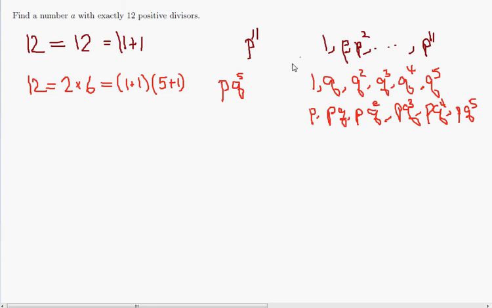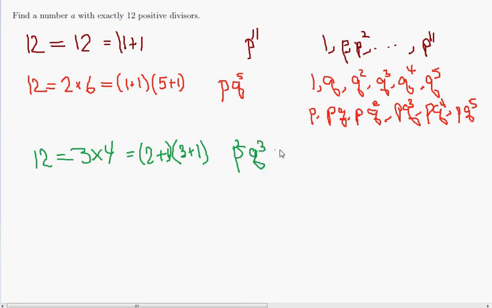Another thing that could work would be to recognize that 12 is equal to 3 times 4, or 2 plus 1 times 3 plus 1. And so anything that has the form p squared times q to the third would have all 12 positive divisors.